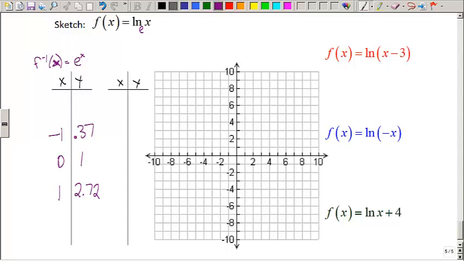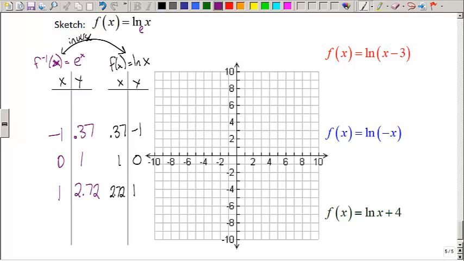Using this information, I can find 3 points for my actual function that I'm interested in, ln x, by switching the x and the y. Because these are inverses, I am being a little sneaky here. I'm using the exponential inverse function of the logarithmic function to find 3 points. So then I just switch the x and y values, and I have 3 good points for ln x.